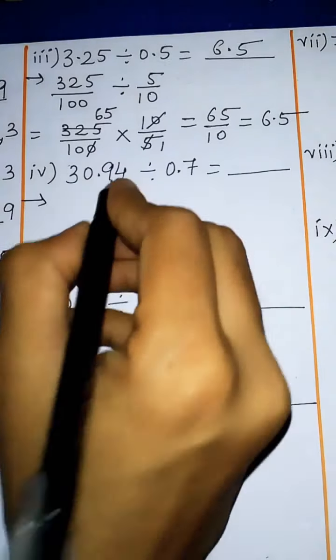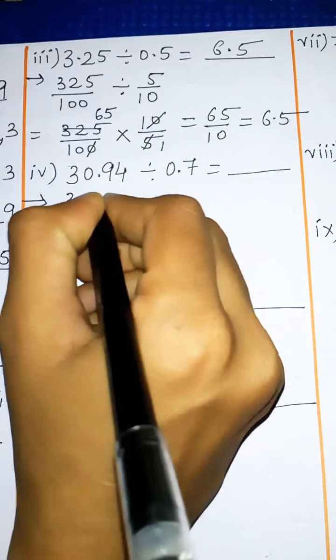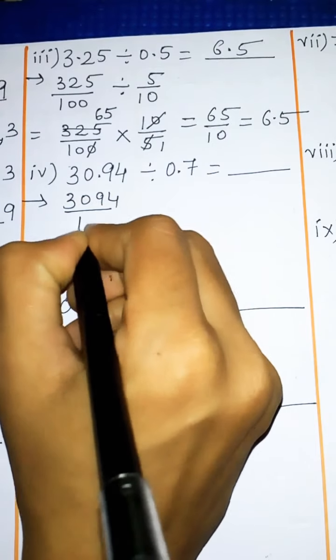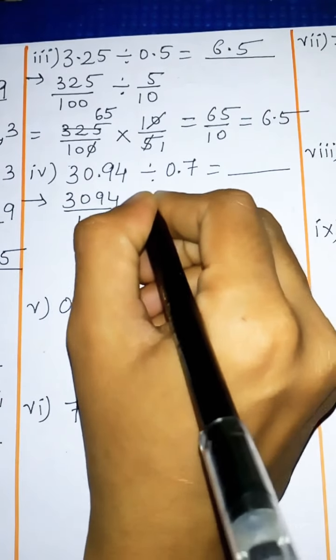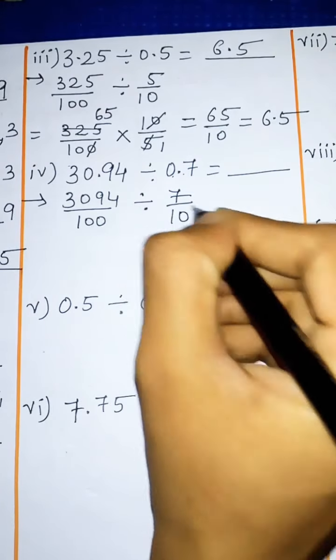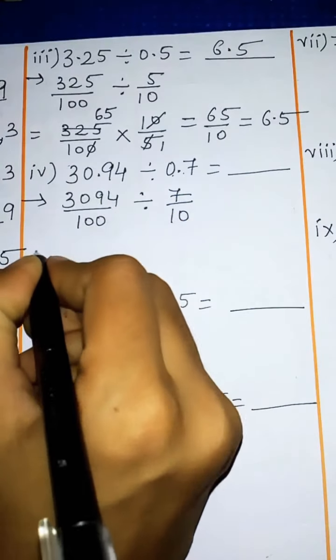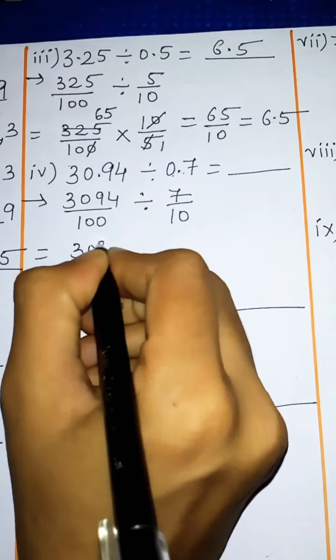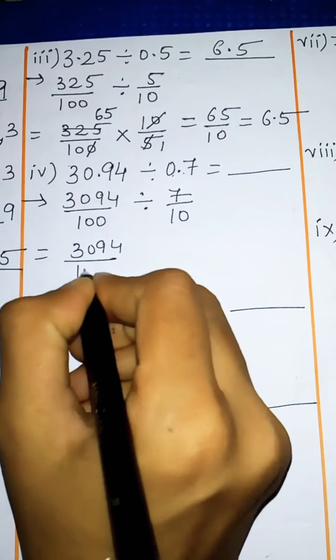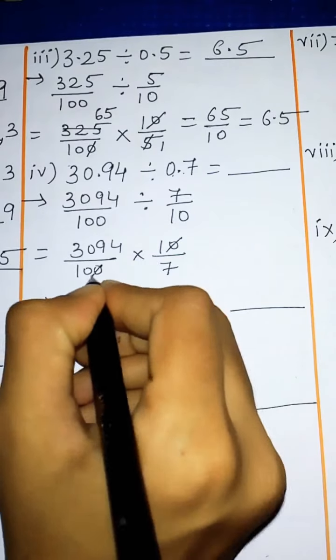Now the fourth one is 30.94. Again we will remove the point. So it will be 3094 upon 100, divided by 0.7. Here the point is after one digit, so upon 10. Now again changing the sign and taking the reciprocal, it will be 3094 upon 100 into 10 upon 7. Now this 0 and 0 cancel.